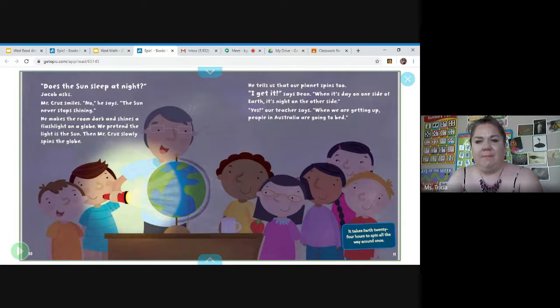He tells us that our planet spins too. I get it, says Dion. When it's day on one side of the earth, it's night on the other. Yes, our teacher says. When we are getting up, people in Australia are going to bed. It takes Earth 24 hours to spin all the way around.